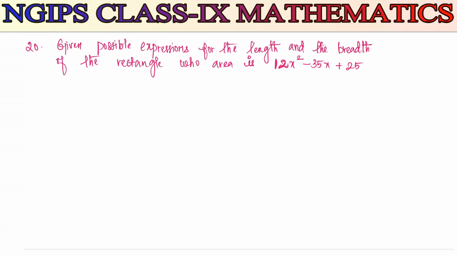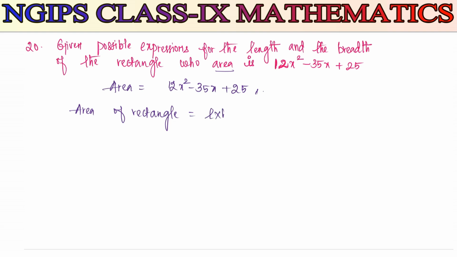Okay, now we have here the 20th one. Given possible expressions for the length and the breadth of a rectangle whose area they have given here, area is equal to 12x square minus 35x plus 25. So this is the area they have given for the rectangle. The area of a rectangle formula is length into breadth. So here the area they have given is 12x square minus 35x plus 25.